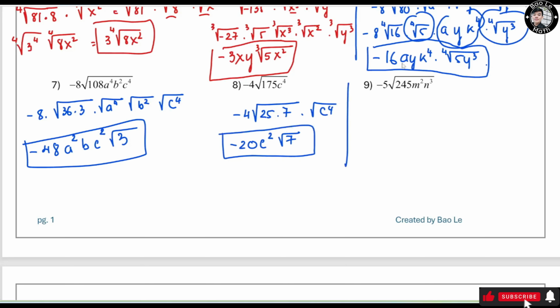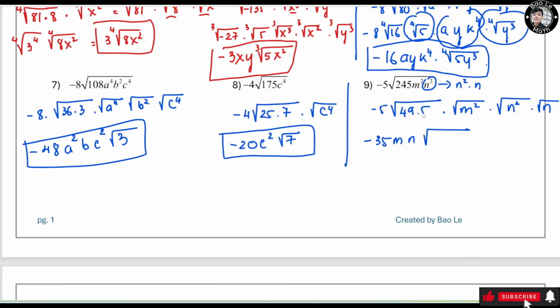Now question 9. You have negative 5 times 245, which can be written as 49 times 5, right? Times square root of m squared, times square root of n squared, times square root of n, right? Because n cubed right here, I can split this into n squared times n, right? Square root of 49 equals 7, right? 7 times negative 5 is going to be negative 35, right? Square root of m squared equals m. Square root of n squared equals n, right? Now we're going to combine 5 right here, square root of 5 times n right here, right? This one is the final answer.